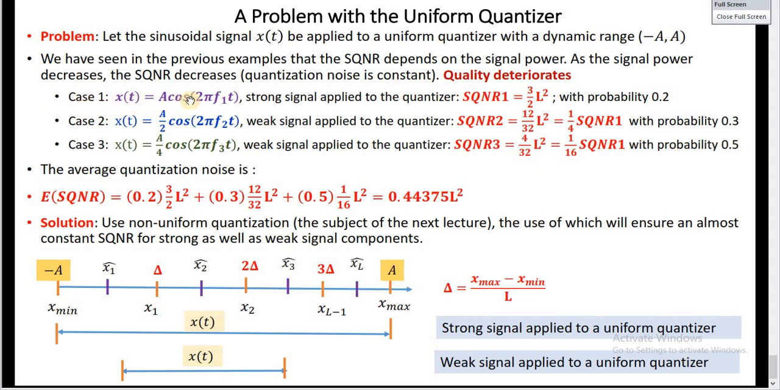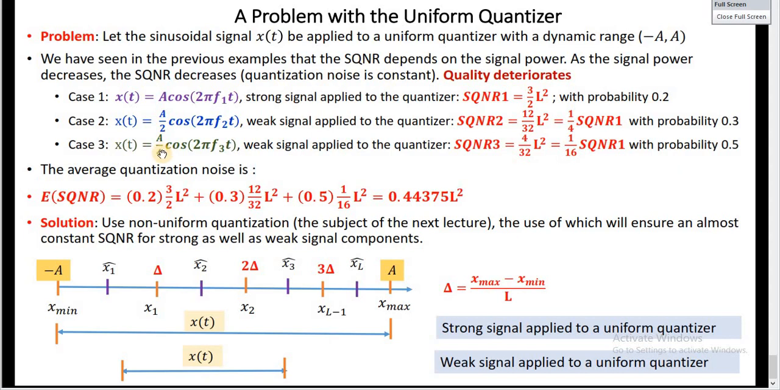In the first case, let x of t equal cosine 2 pi f1 t. It's a strong signal applied to the quantizer. In this case, the signal to quantization noise ratio is 3 over 2 L squared. Assume that this signal is applied to the quantizer with a probability of 0.2. Consider the second case, x of t equal A over 2 cosine 2 pi f2 t. That's a weak signal applied to the quantizer. The signal to quantization noise ratio is 12 over 32 L squared, which is 1/4 the first quantity, and assume that it's applied 30% of the time.